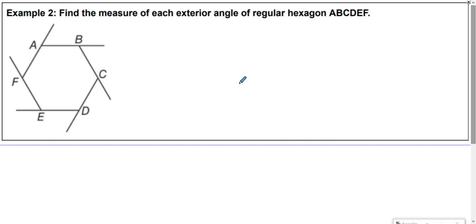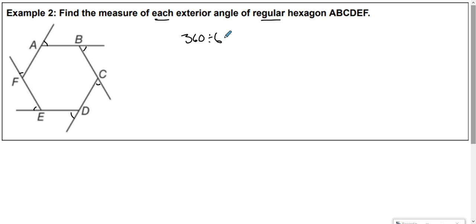Okay, find the measure of each. Since it's regular, they're all the same. Well, I know that all these angles are going to add up to 360 degrees. So what I can do here is, let's see, 1, 2, 3, 4, 5, 6. There's 6 of them. So if I just do 360 divided by 6, that's going to give me the measure of each one, which is going to be 60 degrees.